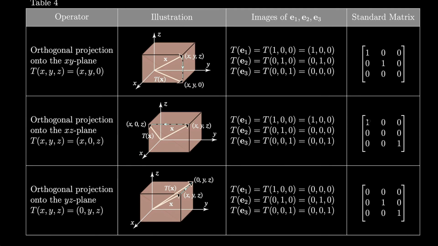If we want to orthogonally project onto the xy plane in R3, then pretty similar. Z becomes 0. So you get a 0 over there for z. If you want to go onto the xz plane, you make y 0, put in a 0 for y. And if you want to orthogonally project onto the yz plane, you make x 0, put in a 0 for x.